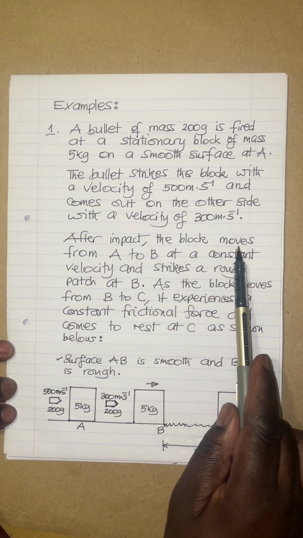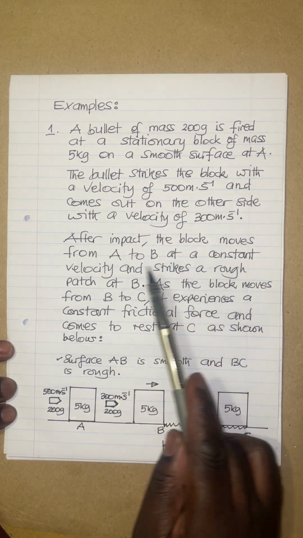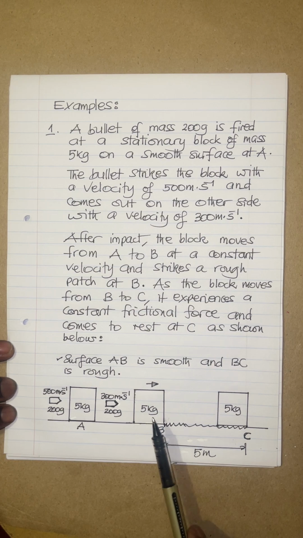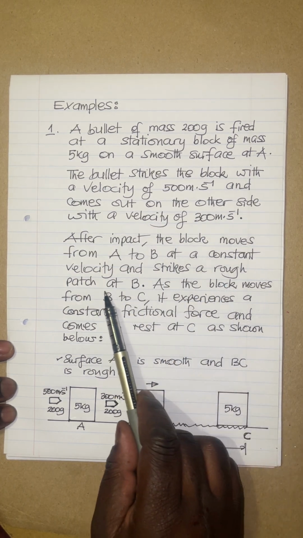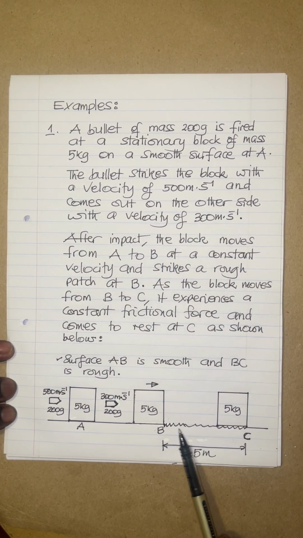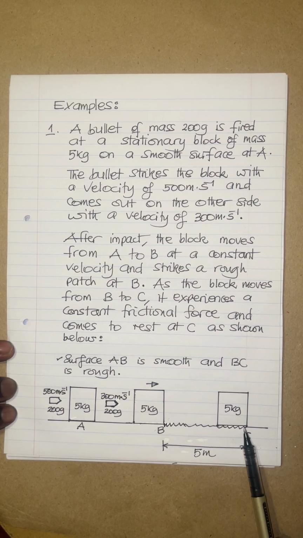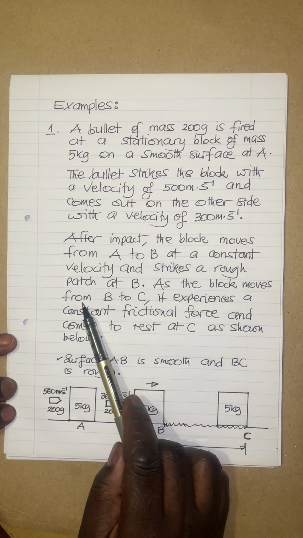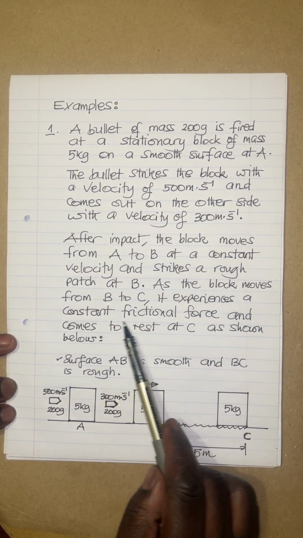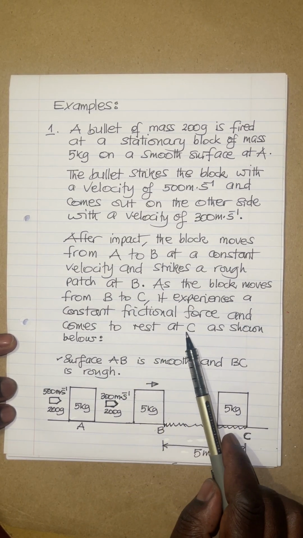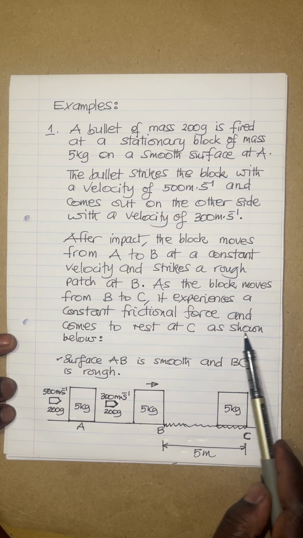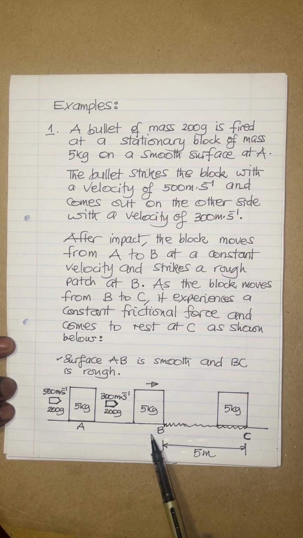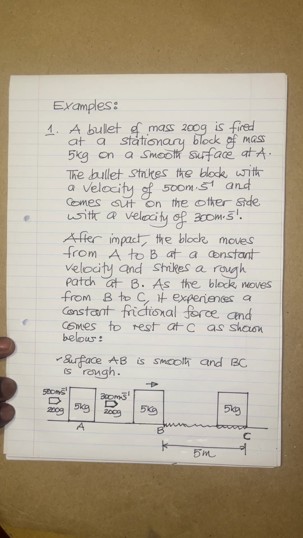After impact, the block moves from A to B at a constant velocity and strikes a rough patch at B. So there we have a rough surface now from B going all the way to C. The question continues and says, as the block moves from B to C, it experiences a constant frictional force and comes to rest at C there, as shown in the diagram. Now we're told here the surface AB is smooth and BC is rough.